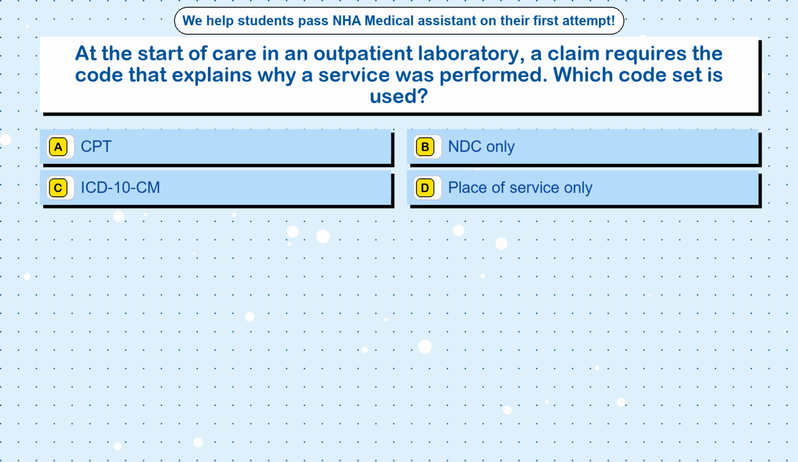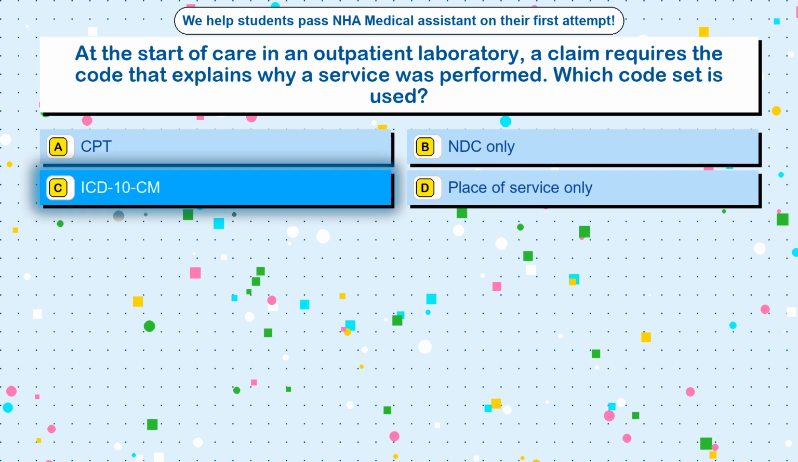Question 16. At the start of care in an outpatient laboratory, a claim requires the code that explains why a service was performed. Which code set is used? Option A. CPT. Option B. NDC only. Option C. ICD-10-CM. Option D. Place of service only. The correct answer is option C. ICD-10-CM.